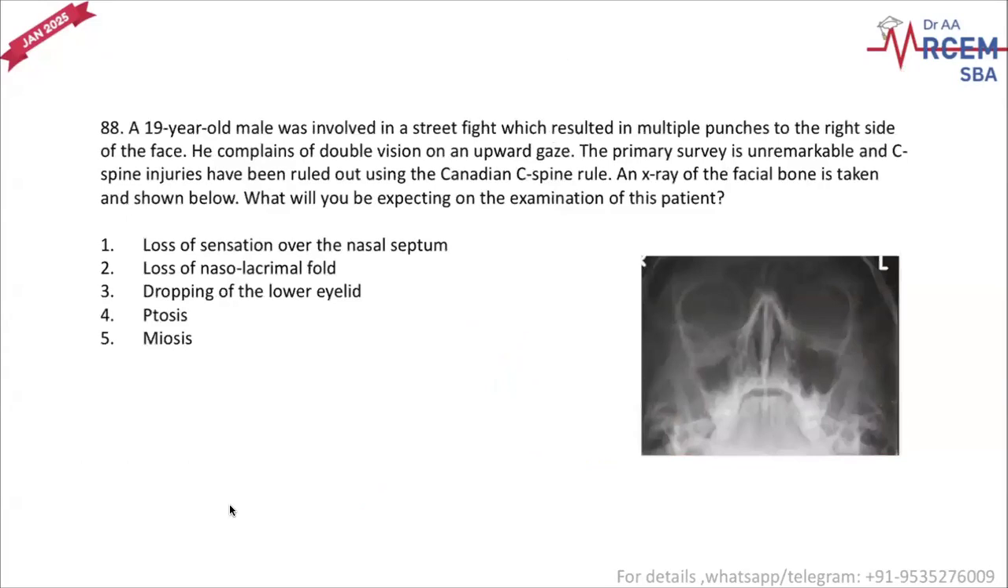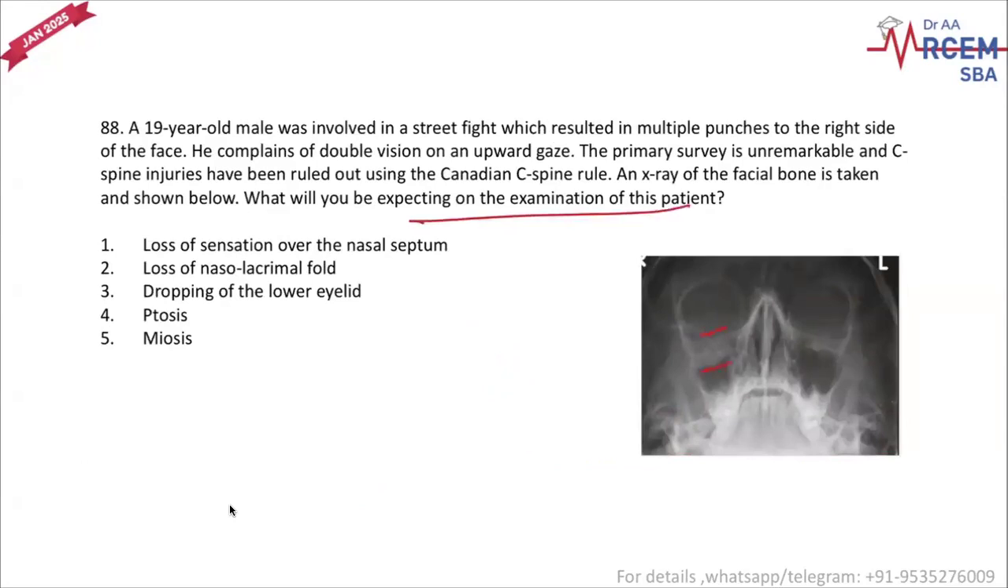A 19-year-old male was involved in a street fight which resulted in multiple punches to his face. He has double vision on upward gaze. The primary survey is unremarkable and the C-spine has been ruled out according to the Canadian C-spine rule. An X-ray of the facial bones is shown below. What are you expecting on examination of this patient?